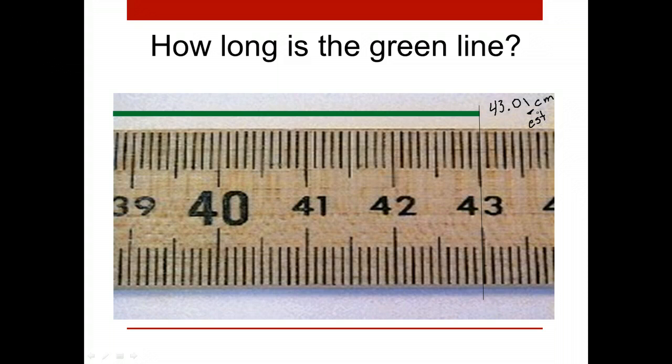All right, that 1, if you put 43.02, it would be correct. If you put 43.00, it would be correct. The key here is that we have that estimated digit. That tells us it's just past that 43.0 mark.